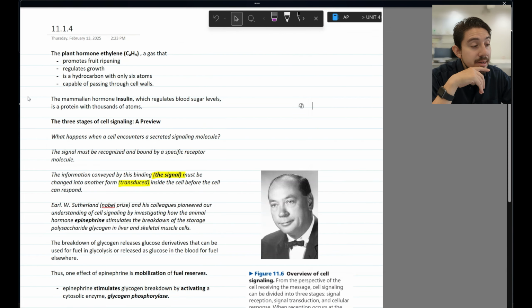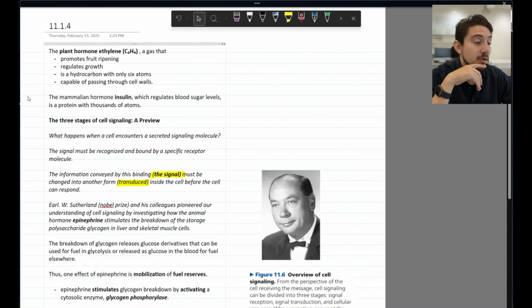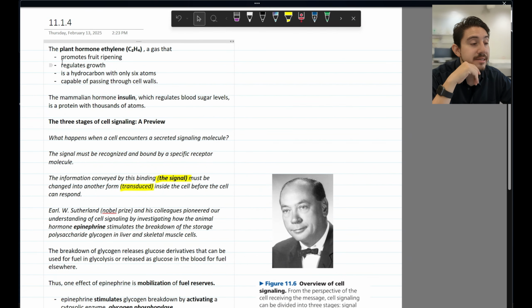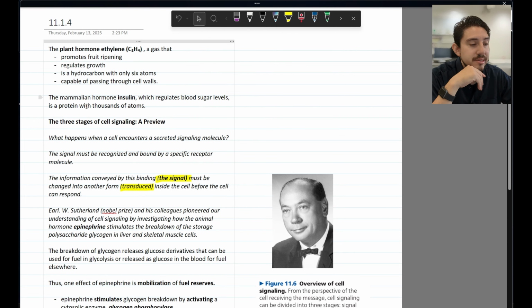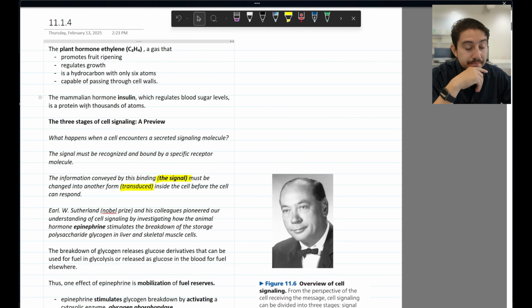Okay, let's continue on. An example in plants, you have the plant hormone ethylene, C2H4. Yes, the gas. This can promote fruit ripening, can regulate growth of the plant, and it's a hydrocarbon with only 6 atoms in total, right? So relatively simple, nevertheless, it can carry out a great effect. Okay, and then you have some other ones like insulin, which is a very large molecule, thousands of atoms, that can move about through the blood. And this particular hormone regulates blood sugar levels, okay?